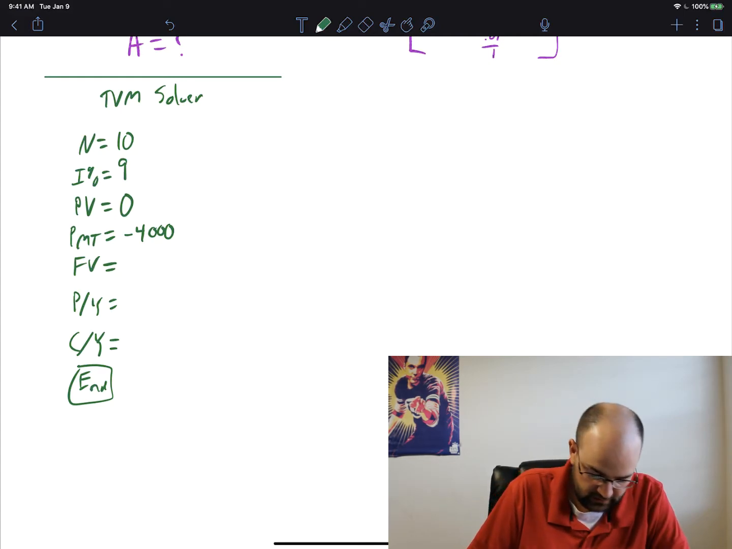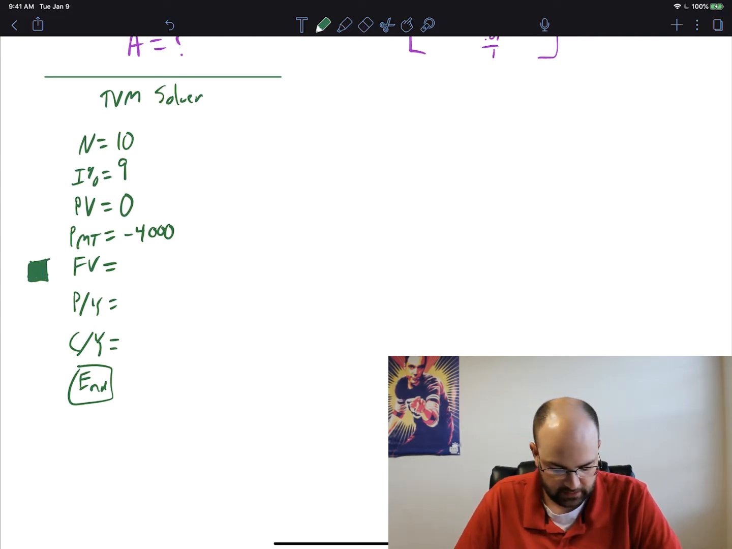Future value, that's what we want to figure out. So that's going to be what our answer will be. Let's put a little square there, because that's what you're going to see on the calculator whenever you figure it out. And then the P/Y, C/Y. For us, they'll always be the same.